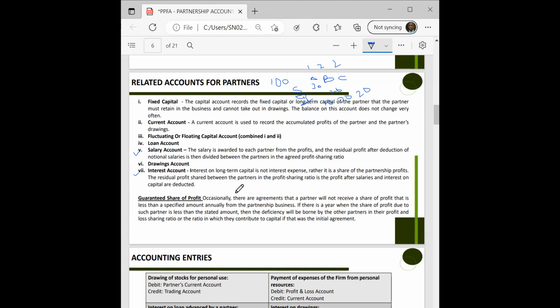So occasionally there are agreements that a partner will not receive a share of profit that is less than the specified amount annually from the partnership business. If there is a year when the share of profit due to such partner is less than the stated amount, then the deficiency will be borne by the other partners in their profit and loss sharing ratio, or the ratio in which they contribute capital, if that was the initial agreement. So that is guaranteed profit.